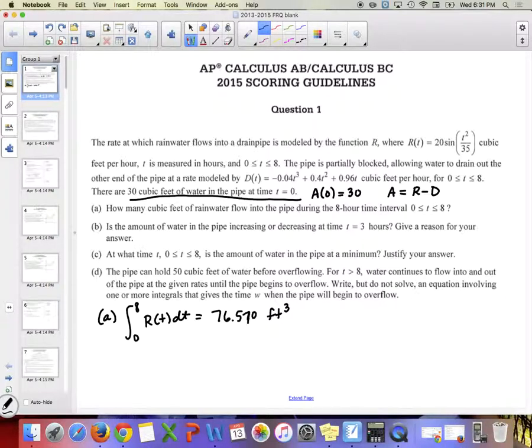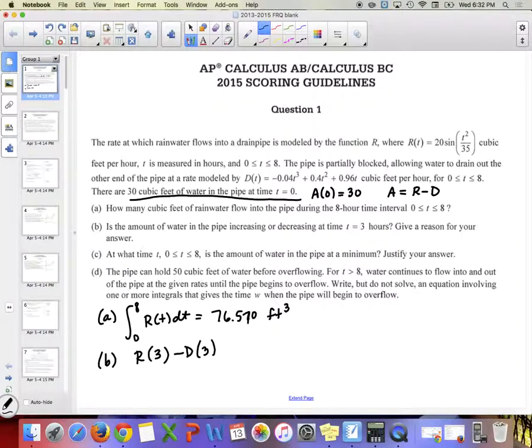All right, so part B, is the amount of water in the pipe increasing or decreasing at time t equals 3 hours? Okay, so we need to talk about the r minus d. So we need to figure out what's happening, the rate that it's coming in at time 3, and the rate that it's leaving at time 3. So we need to compare those. So we're finding r of 3 and also d of 3.